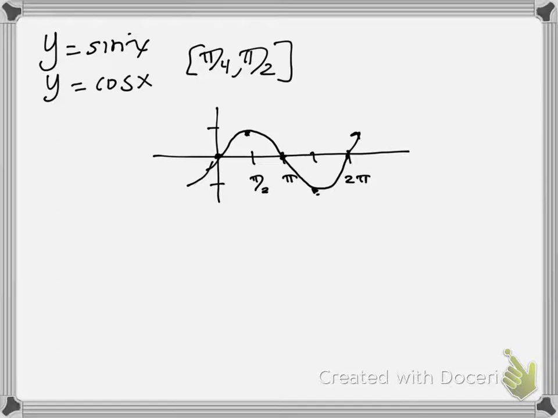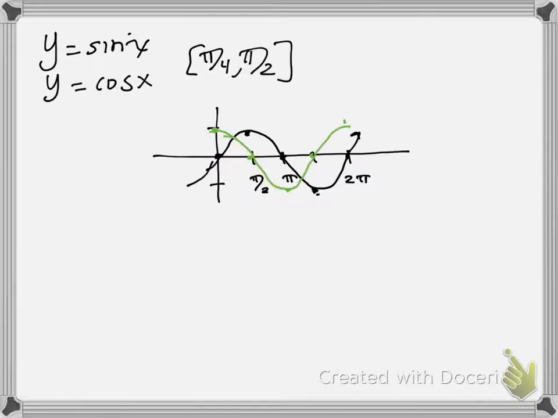Now, I'm going to use a different color and do the cosine function. Sorry, I don't mean to sound like I'm falling asleep. I'm not, I swear. Cosine function starts off at 1, and then goes to 0, and then -1, and then 0, and then 1. So it goes like this.